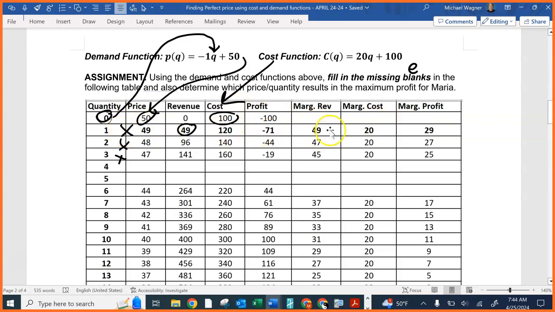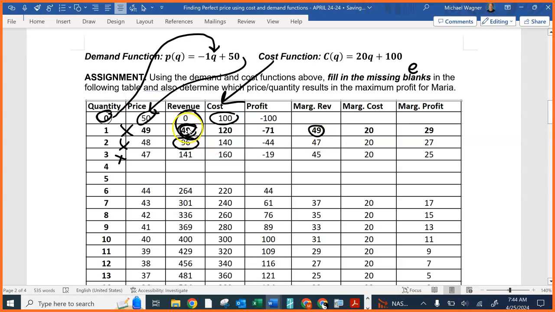Well, let's check it out. So marginal revenue. When there was 0 quantity, the revenue was 0. When there's a quantity of 1, the revenue was 49. So this 49 is going to be the revenue from quantity 1 minus the revenue when the quantity was 0. So that's 49 minus 0, basically. And then 47, where did that come from? Well, that was from 96 now minus 49.